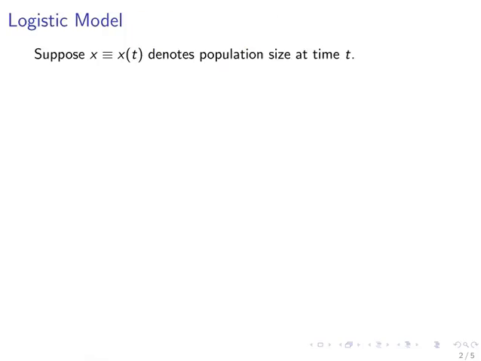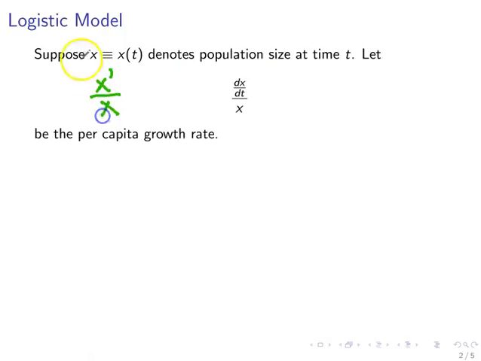Okay, so we're going to assume that x denotes size or volume at time t. This is the size of a population. We're going to consider this ratio, which is equivalent to x prime divided by x. This ratio is the rate of change of population size divided by the population size, and has the name of per capita growth rate.